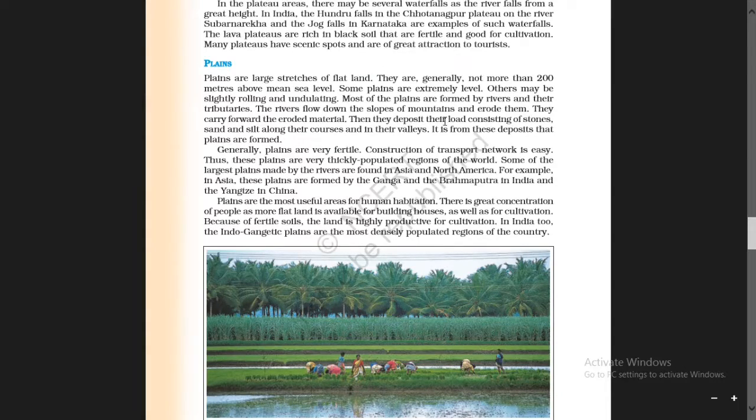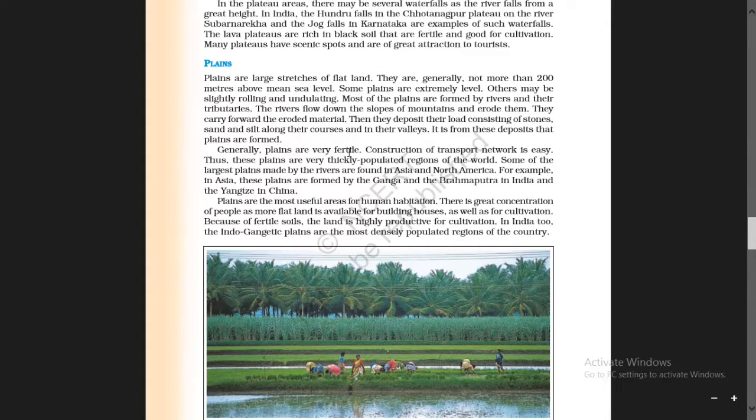Then they deposit their load consisting of stones, sand, and silt along their courses and in their valleys. Water flows, erodes material, and there are several materials. Then they deposit their load along their courses and in their valleys. It is from these deposits that plains are formed. So, this is how plains are formed.